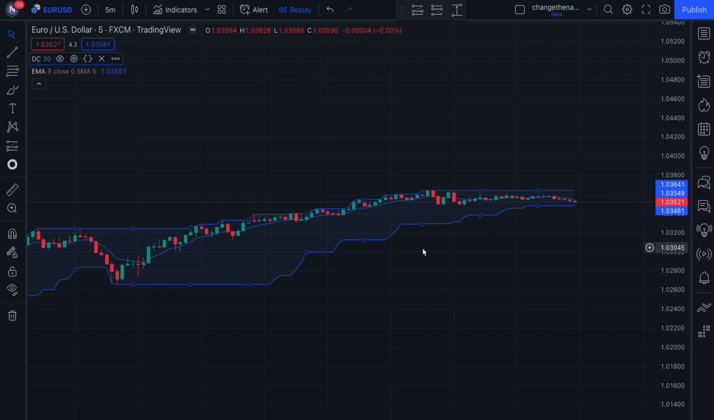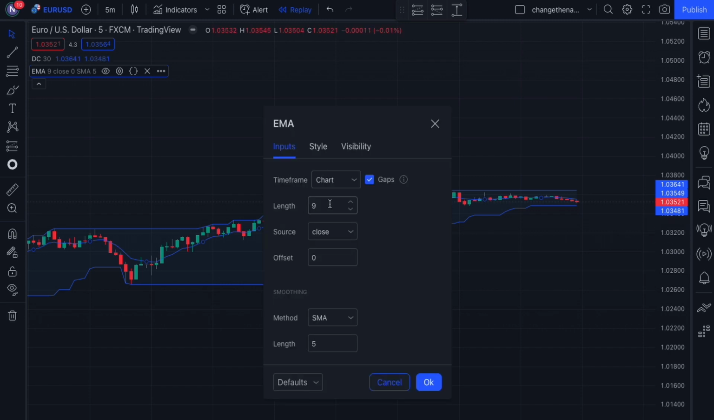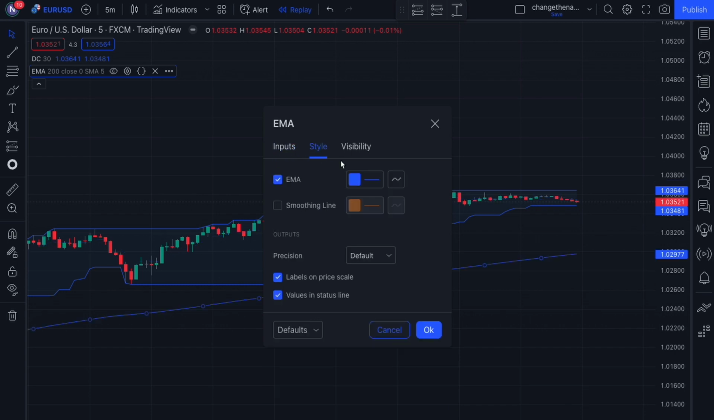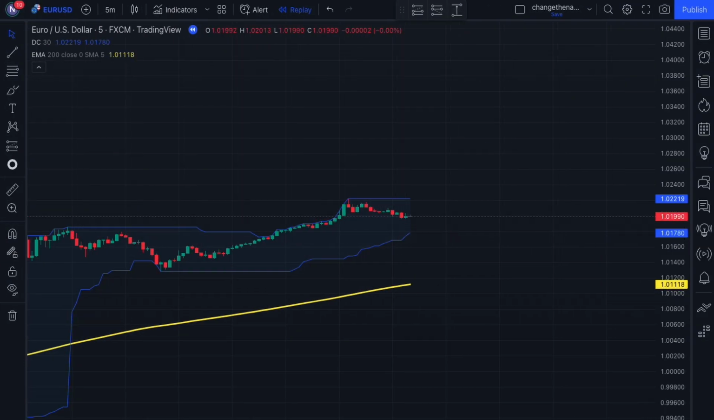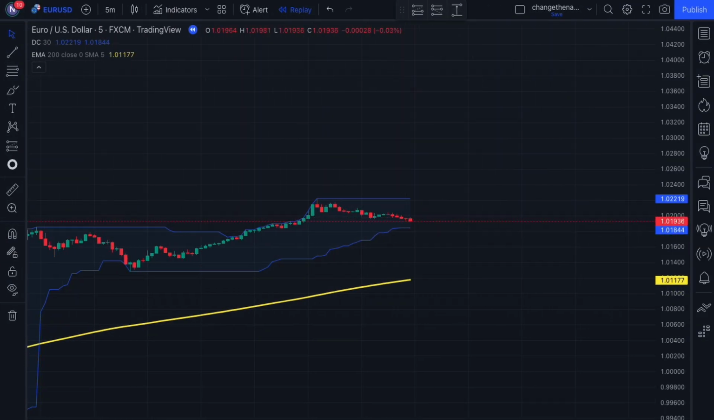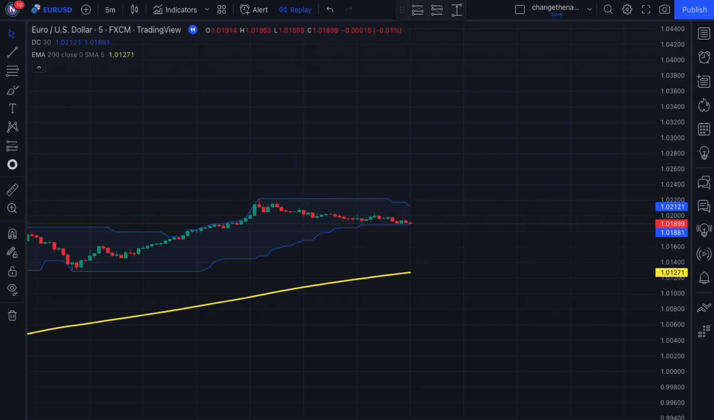Now let's edit the settings on our EMA indicator. So double click on the EMA line and go into the input section, we can change the length from 9 to 200. Then click the style menu and change the EMA line so it's an easier color to see. I'm going to change it to yellow and increase its thickness. We're going to be using this 200 EMA indicator as a trend confirmation indicator on our trades, which means it's going to confirm that our first indicator is correct.